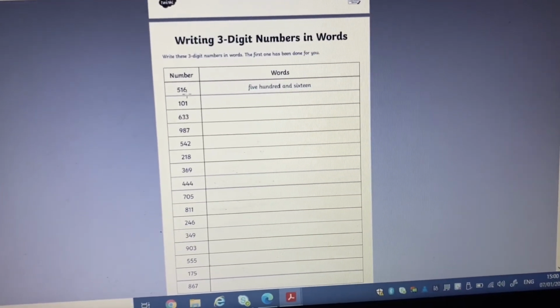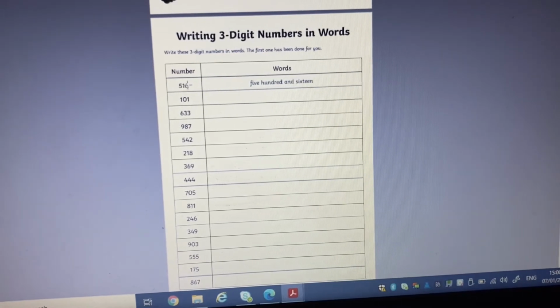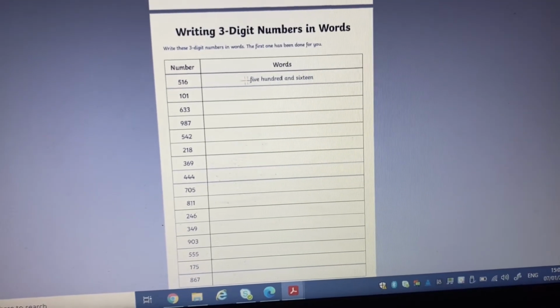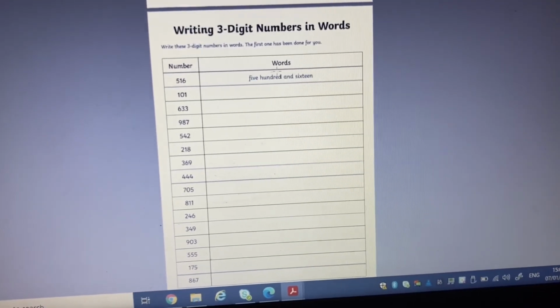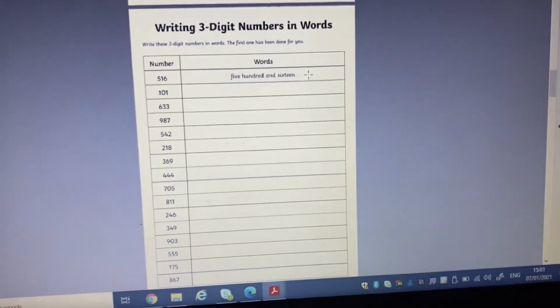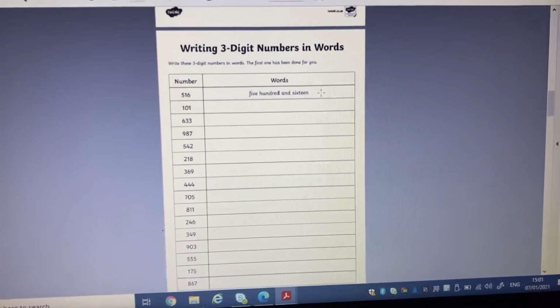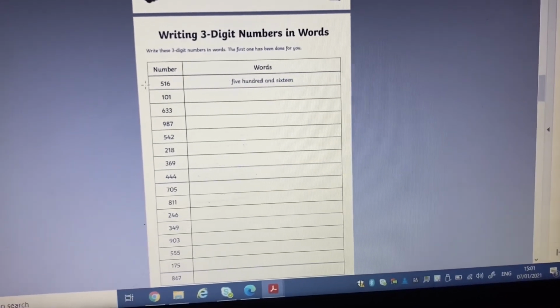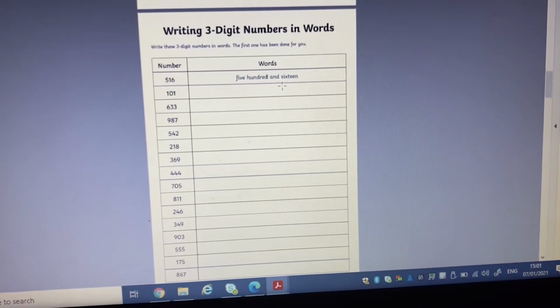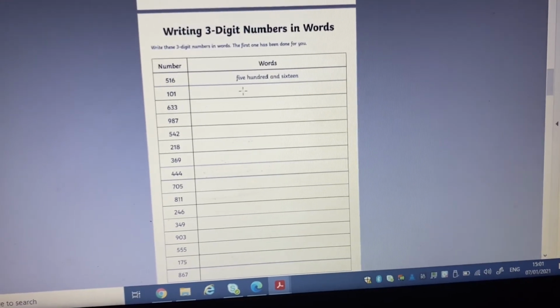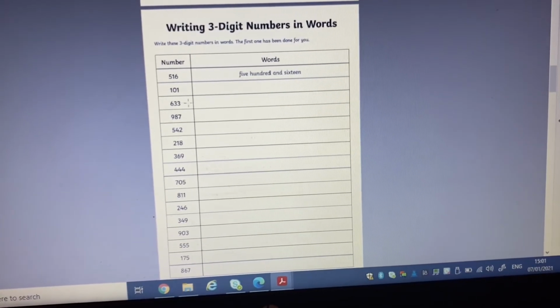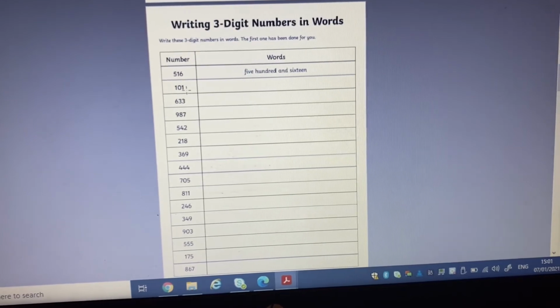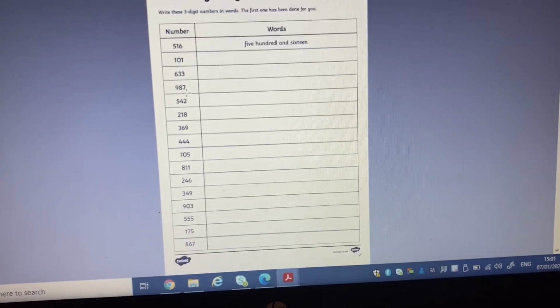So as you can see, the example has been given, you've got 516 and you have to write the whole thing in words. Although it's not a spelling task, people should be taking care with their spelling. But the main idea is that they understand that that is 516. It can become more confusing for people as the larger the numbers get, especially when zeros are involved in things.